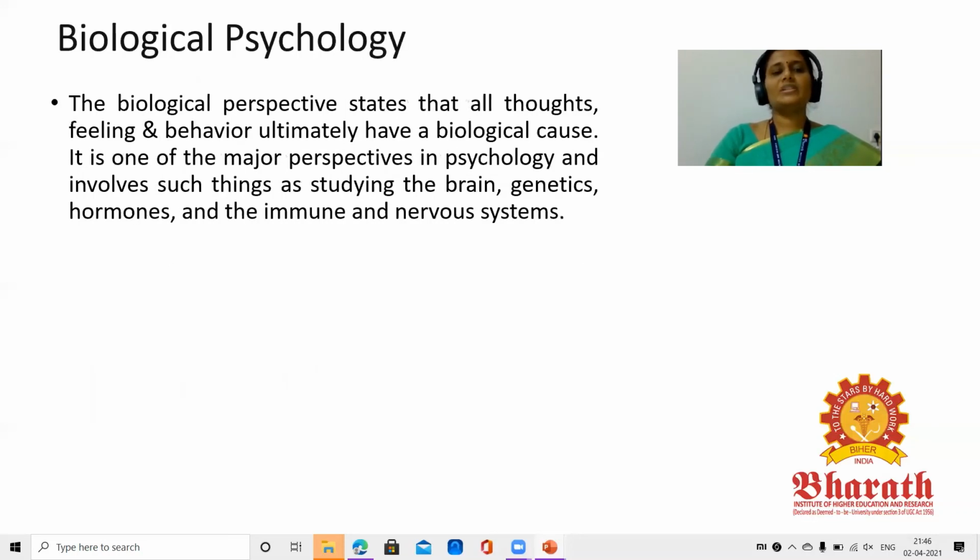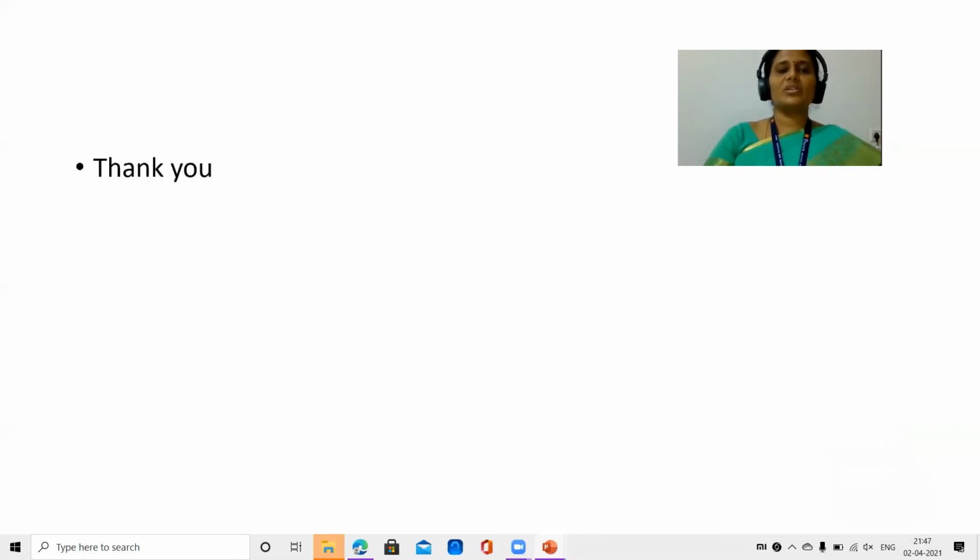Next comes biological psychology. The biological perspective states that all thoughts, feelings, and behavior definitely have a biological cause. This is one of the major perspectives in psychology, and it involves such things as brain activity, genetics, hormones, and the immune and nervous system. All of these matter in behavior. That is about biological psychology.